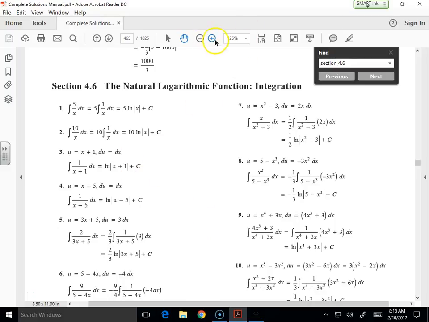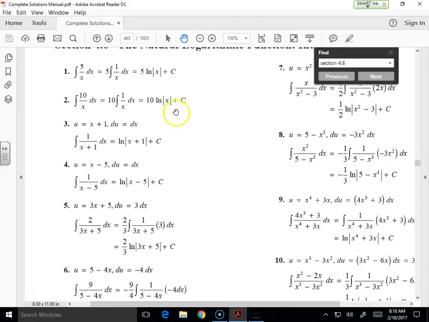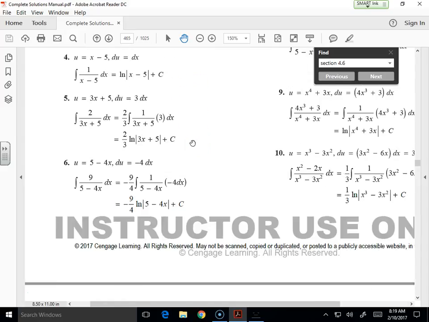There he is. Is he big enough? Probably not. There he is. Final answer: 10 ln of... Didn't we even do this one? It'd be so easy anyway. ln of absolute value of x plus c. What's the next one? 18.